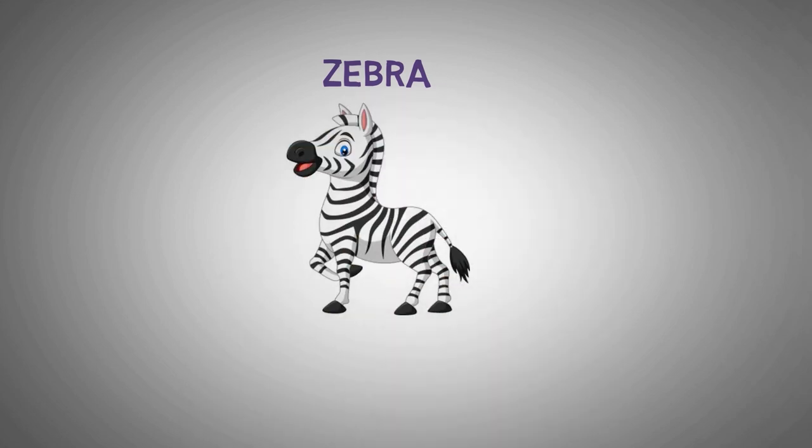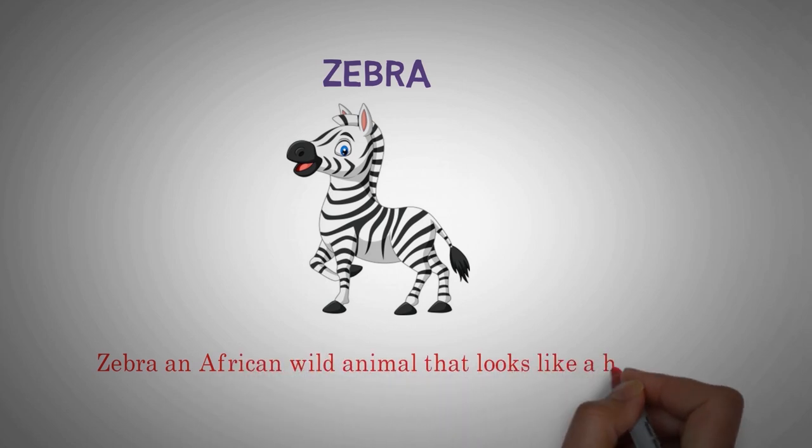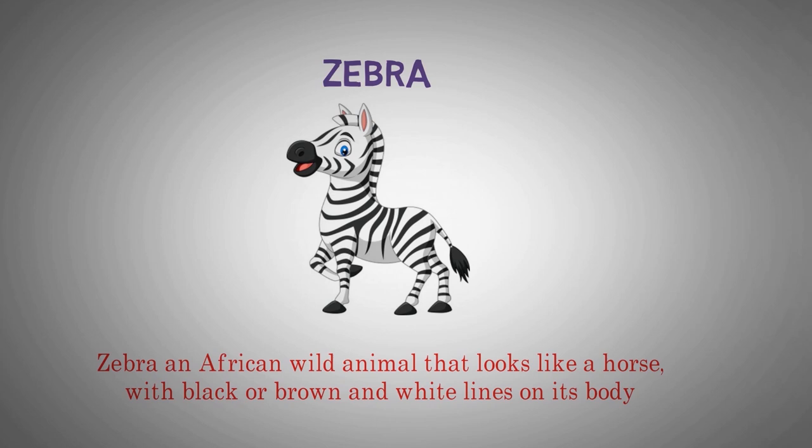Zebra. Zebra, an African wild animal that looks like a horse, with black or brown and white lines on its body.